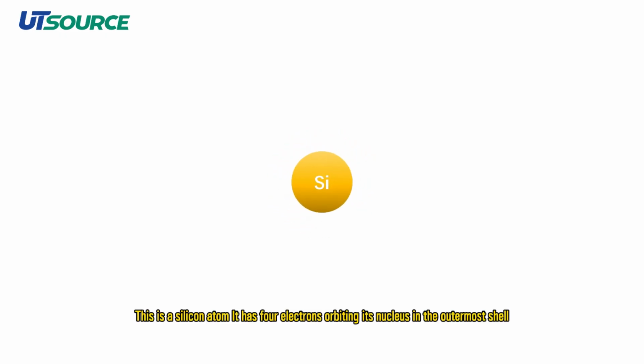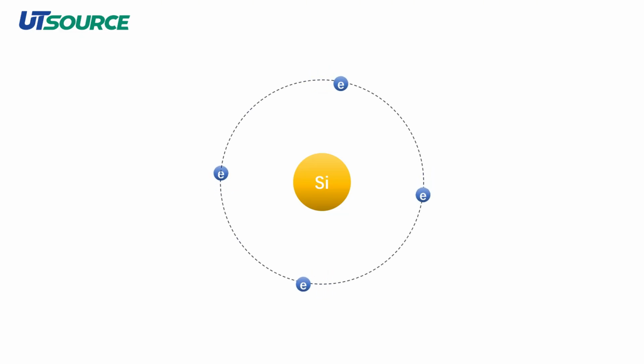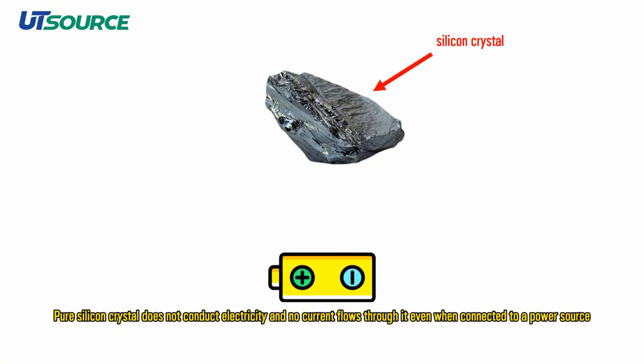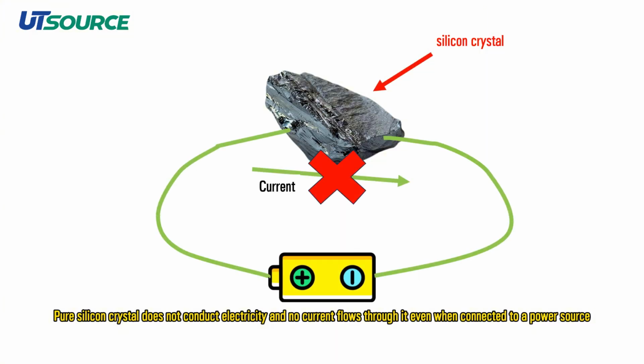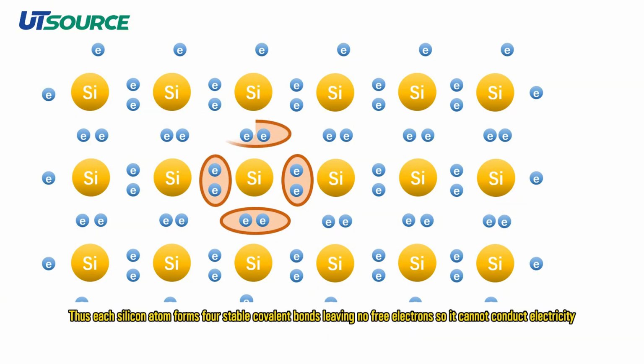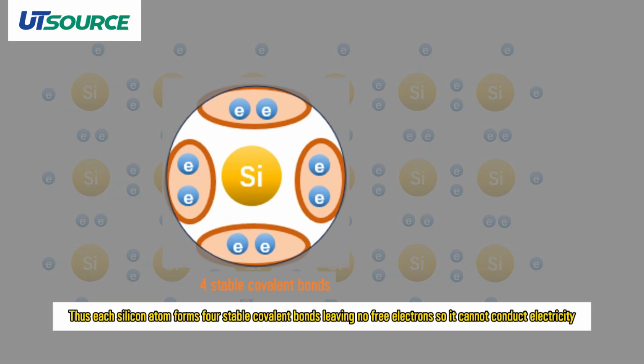This is a silicon atom. It has 4 electrons orbiting its nucleus in the outermost shell. Pure silicon crystal does not conduct electricity, and no current flows through it even when connected to a power source. On a microscopic level, a silicon crystal contains many silicon atoms, each sharing 1 electron with its neighbor to form covalent bonds. Thus, each silicon atom forms 4 stable covalent bonds, leaving no free electrons, so it cannot conduct electricity.